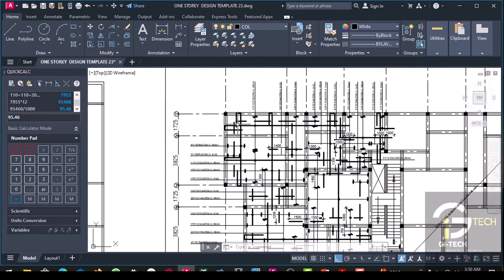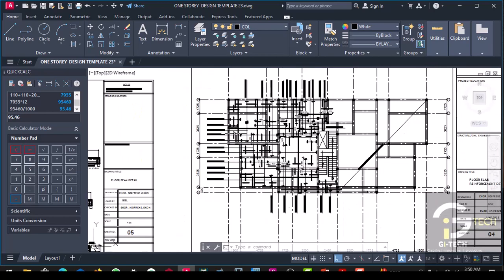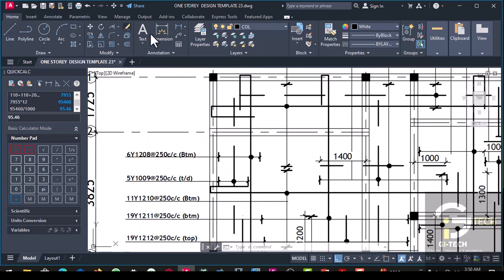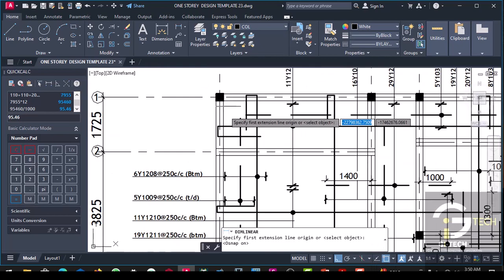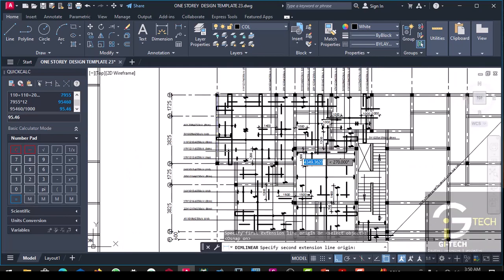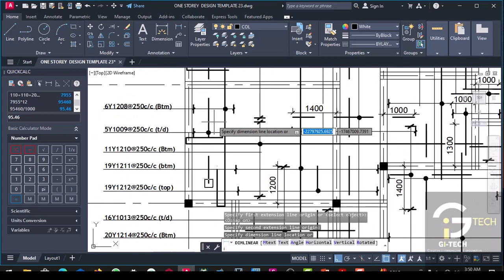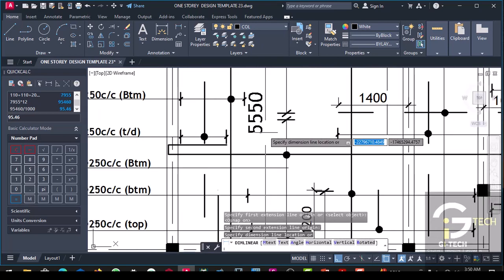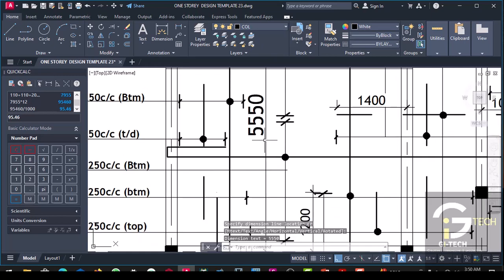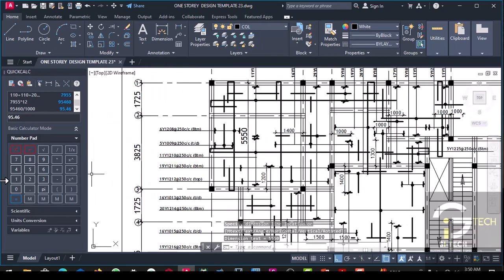If we are going to adopt 0.15L, it simply means that since we adopted 1 meter from here to here and also 1 meter from here to here, what we need to do right now is to get the overall length of this span, which is 5550. So we subtract 2000 from it. 5550 minus 2000, we will have 3550.